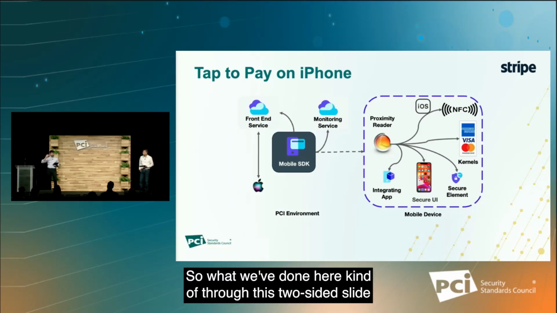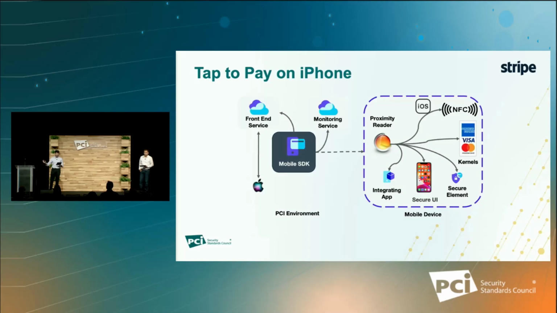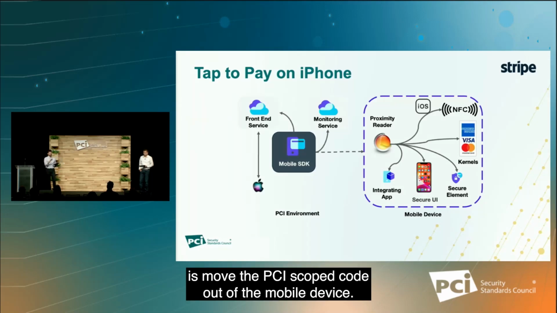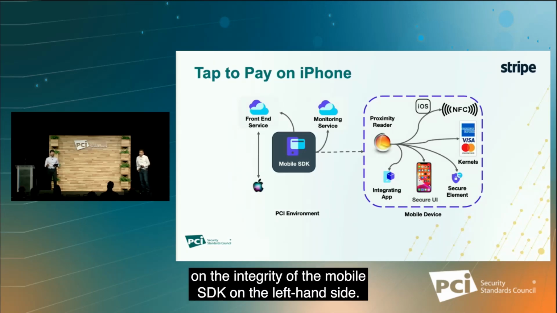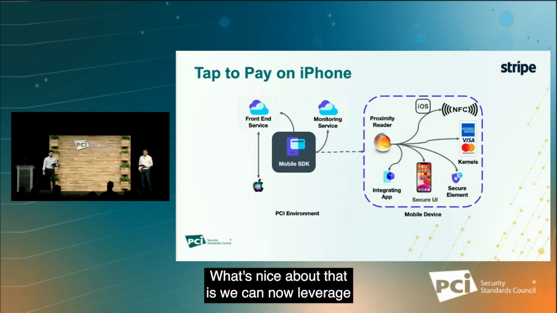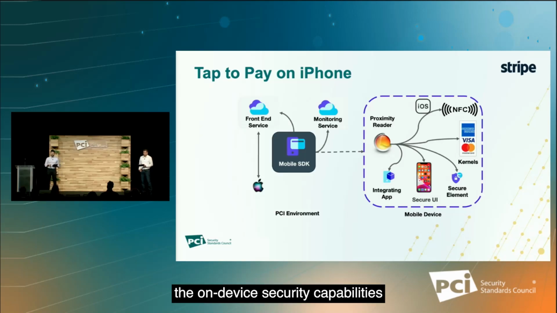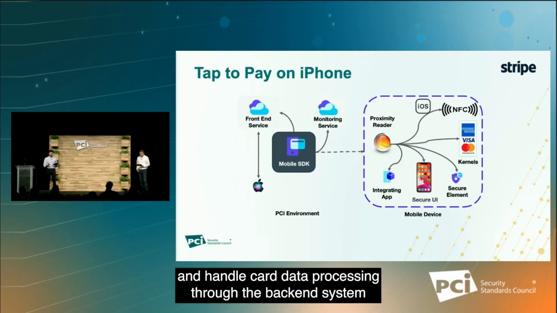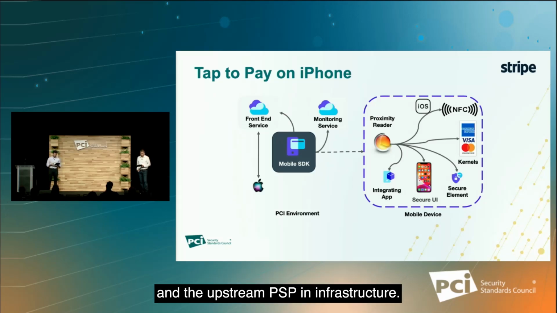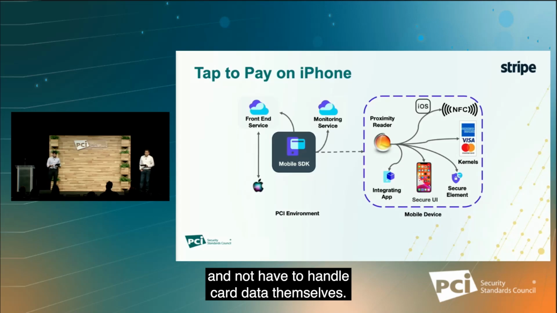So what we've done here, through this two-sided slide, is move the PCI scoped code out of the mobile device. And as a result, more focus is placed on the integrity of the mobile SDK on the left-hand side. What's nice about that is we can now leverage the on-device security capabilities that Sean mentioned to encrypt and protect payment data and handle card data processing through the backend system and the upstream PSP infrastructure. By minimizing PCI scope to processing and handling of raw payment data, this has the effect of freeing up application developers to work with effectively card tokens and not have to handle card data themselves.